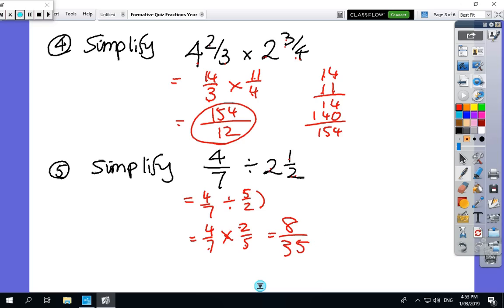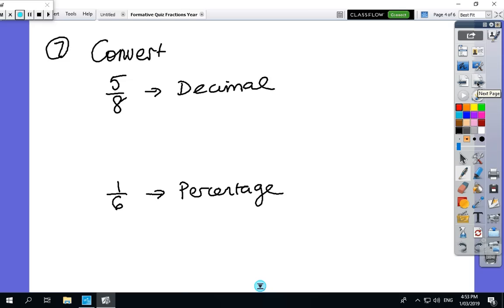Come across. Okay, page 4, so we're converting fractions to decimals and fractions to percentages. Alright, so have a go. Okay, the first one, 8 is going into 5.00. So we just keep adding zeros until we get either a terminating decimal or a recurring decimal.